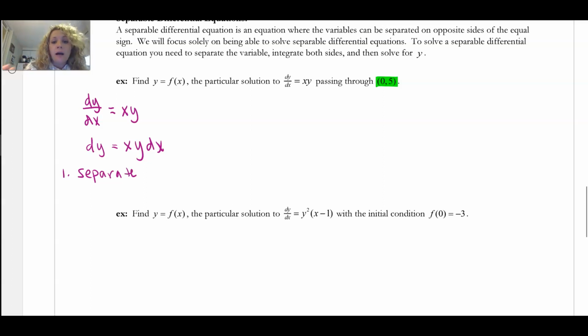All right, so we can do that by just dividing by y. So when I divide both sides by y, I can rewrite this as 1 over y dy equals x dx. So all we've done so far is manipulate this differential equation so that we can separate all of our x junk on one side and all of our y junk on the other. All right, step 2 is going to be to integrate.